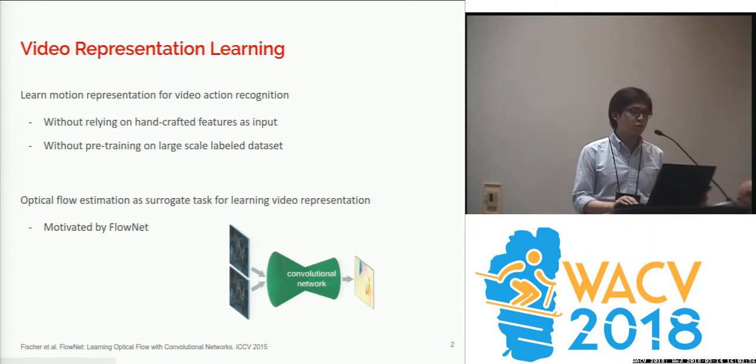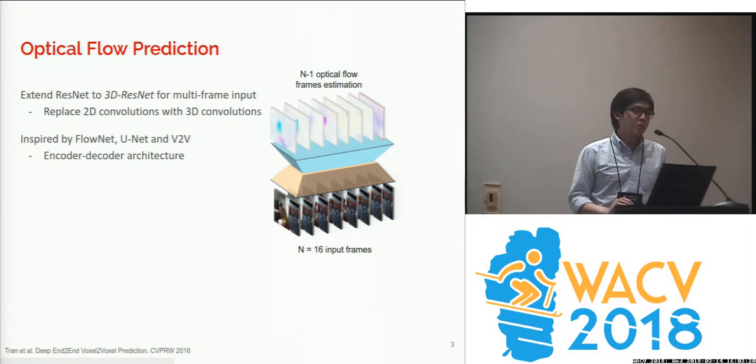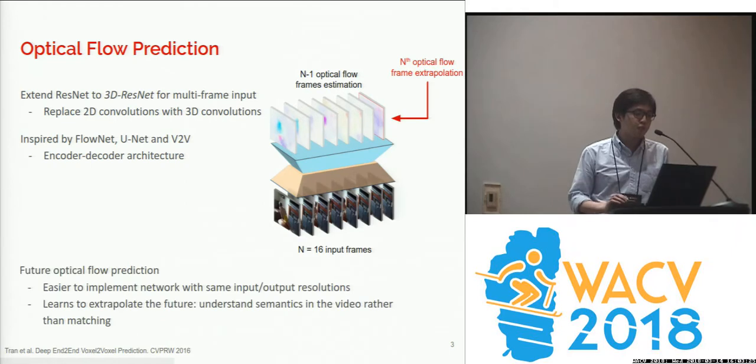motivated by FlowNet that is able to learn optical flow from raw pixels. So to compute optical flow in our network from videos, we extend the ResNet to a 3D ResNet for multi-frame input by replacing the 2D convolutions with 3D convolutions. Inspired by FlowNet, Yue-Net, and voxel-to-voxel network, we employed an encoder-decoder architecture, which takes n input frames and n-1 optical flow frames estimation. We also predict the nth optical flow frame, which is the future optical flow.